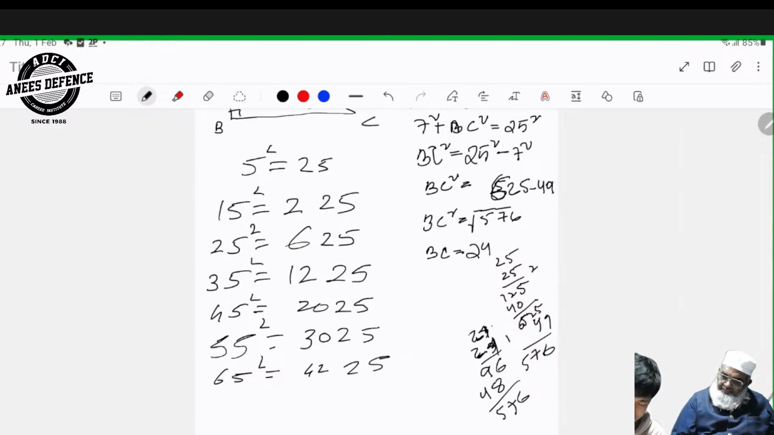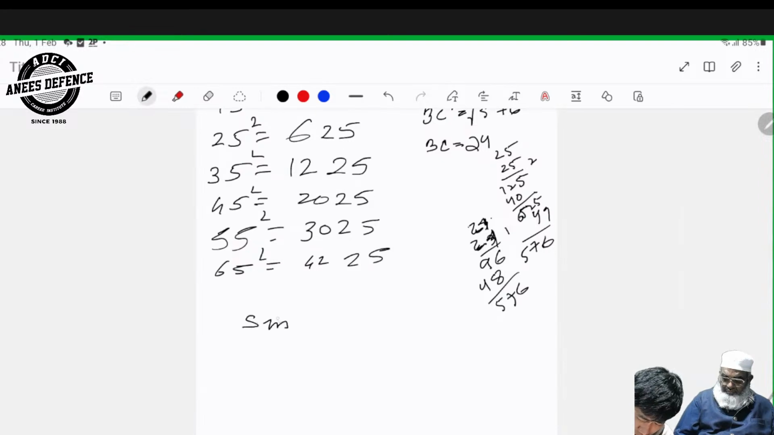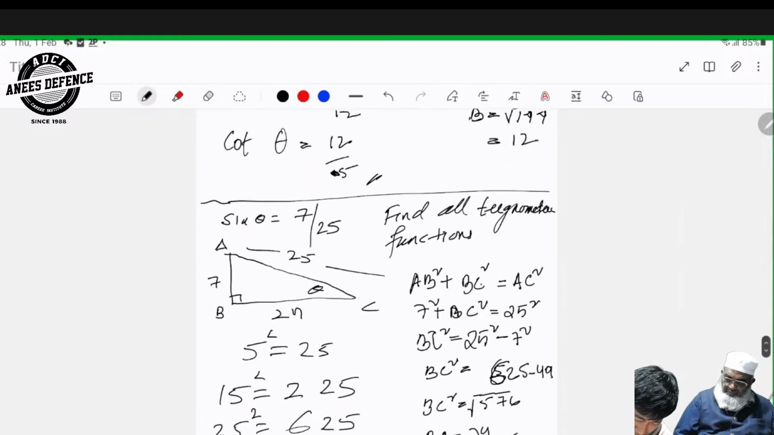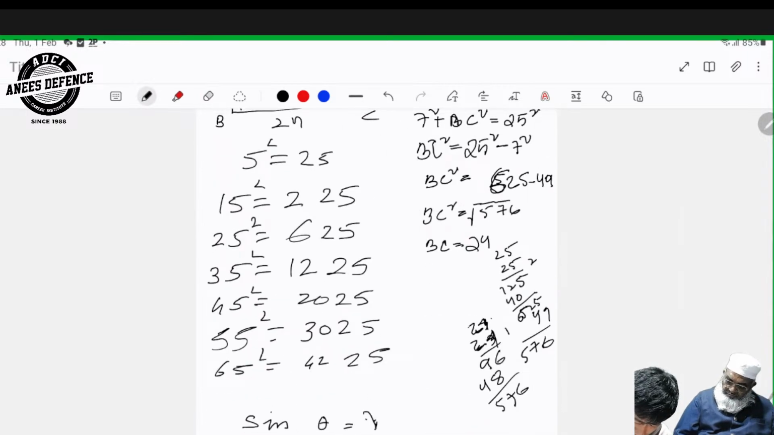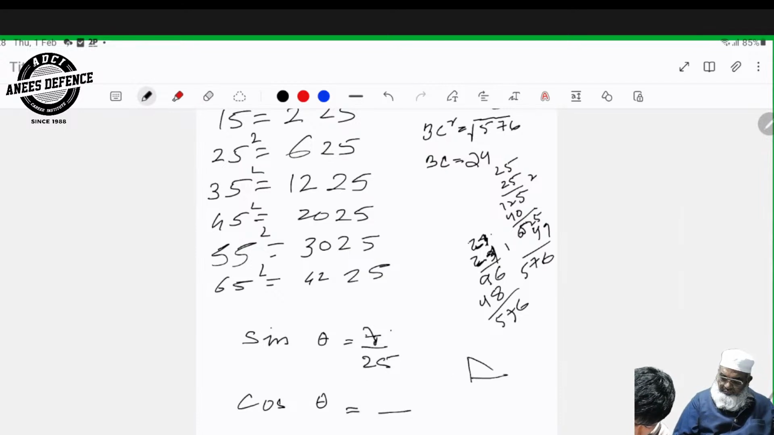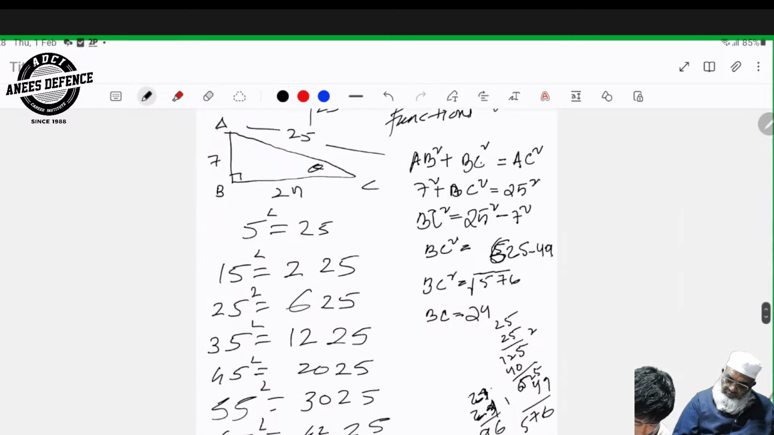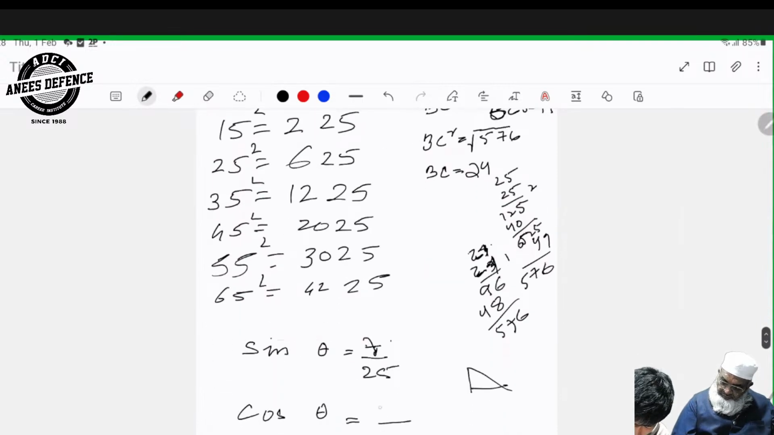Right? Yeah. 10 is equal to 7, right. Cos theta is equal to 24 by 25. Tan theta.